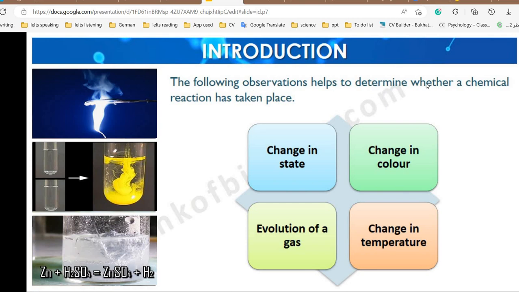The following observations help to determine whether a chemical reaction takes place. What are the things that show that there is a chemical reaction? Change in state, from solid to liquid or from one state to another. Change in color, as we saw with lead nitrate, the magnesium ribbon, and also zinc with acid. Evolution of gas, like hydrogen produced from the zinc reaction. Change in temperature, the reaction becomes hot or cold.